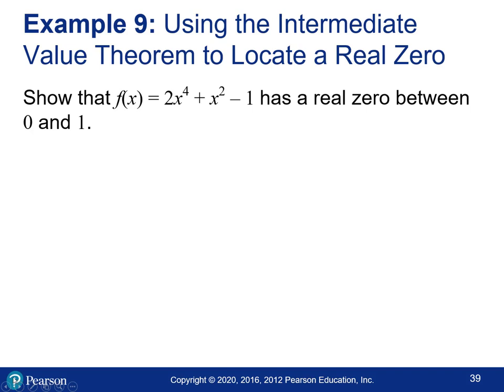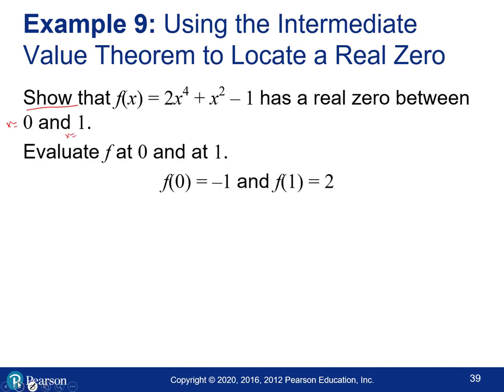Okay, so let's use this theorem to show that the function f of x, given here, has one real zero between the numbers 0 and 1. So we're just showing that this function is going to have a 0 when we plug in an x value between 0 and 1. If we plug 0 and 1 into our function, 0 gives us negative 1 as a y value, and 1 gives us 2.